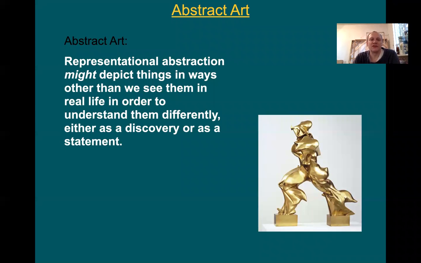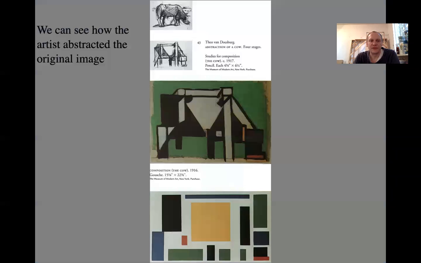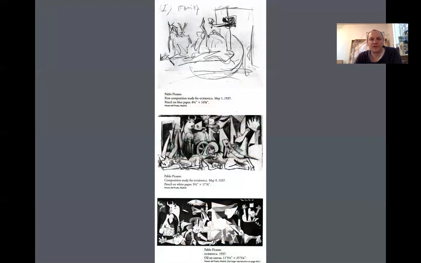So it might depict things in ways other than how we normally see them in order to understand them differently, either as discovery or as a statement. And we can see how Van Doesburg abstracted from an original naturalistic image and gradually pulled out the structure of the image of the subject and ended up with the painting at the bottom. So up at the top, you can see the naturalistic drawing, and then he starts to pull out elements and shape things and gradually build to this final painting, which is essentially just squares and rectangles and colors. Similarly with Picasso, just a sketch up above and then gradually building to an endpoint.